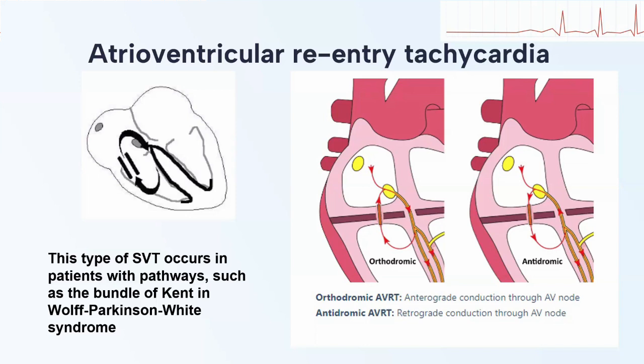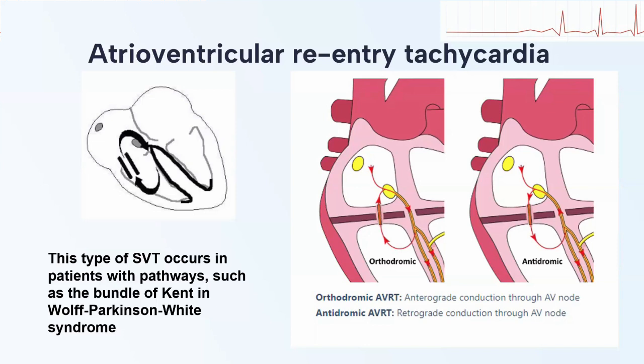So this here's the accessory pathway, that's the AV node, and it's going normally down the AV node and upward through the accessory pathway. So in this type, because it's going down normally through this AV node, you'll get a narrow QRS complex in your orthodromic AVRT.